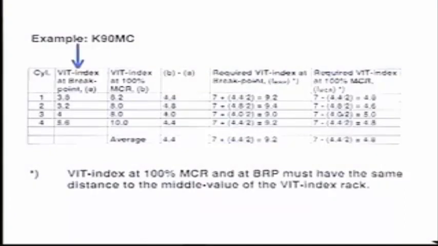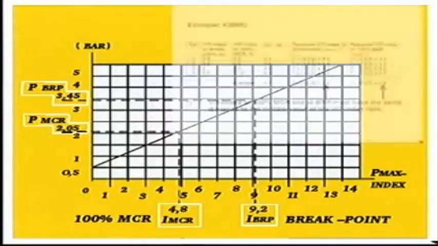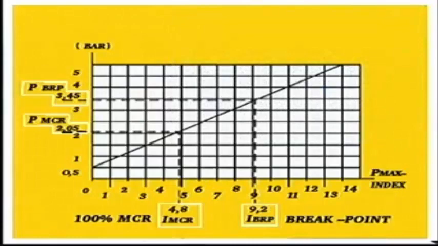Note down the VIT indexes at breakpoint and at 100% MCR and calculate the difference. Add half of this difference to the middle value of the VIT-rack. Subtract half of this difference from the middle value of the VIT-rack. Calculate the average VIT index at breakpoint and at 100% MCR. Determine the control air pressures corresponding to the average VIT index at breakpoint and at 100% MCR.